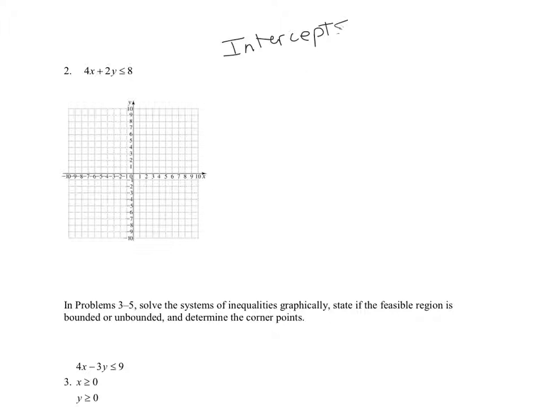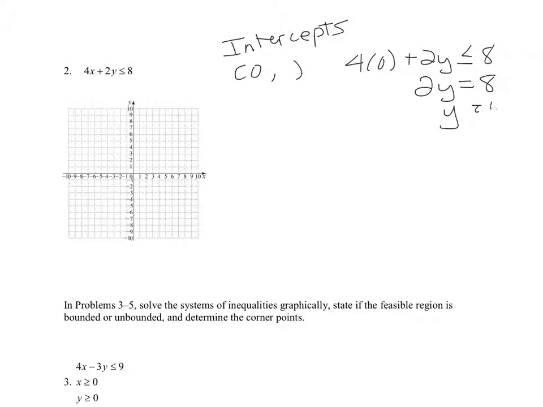that means I'm going to put in 0 for x and solve for y. So 4 times 0 plus 2y is less than or equal to 8. And technically we're solving it when it is equal to 8. So if 2y is equal to 8, y is going to equal 4.